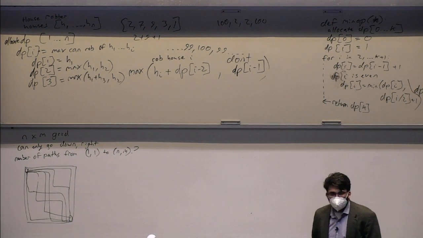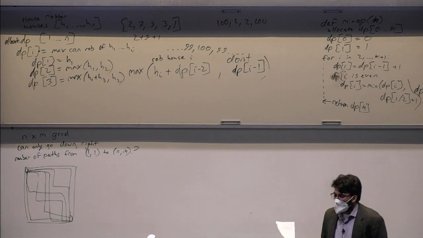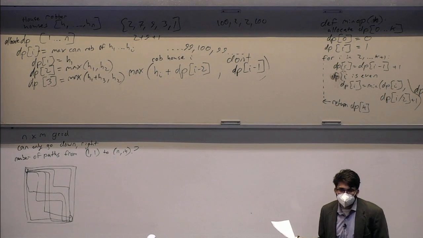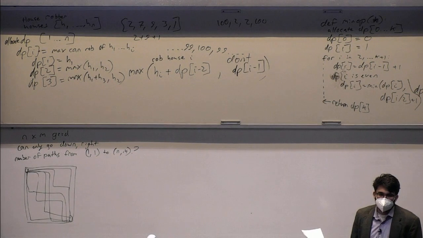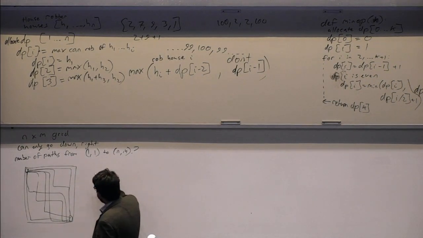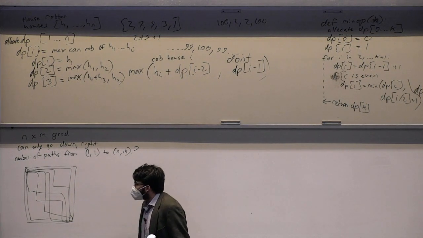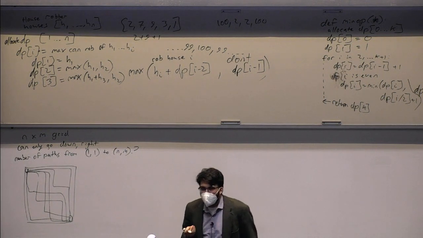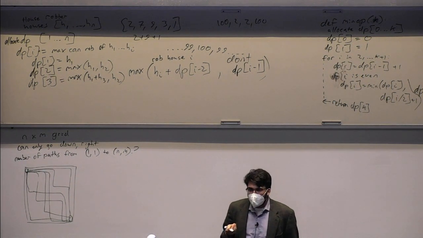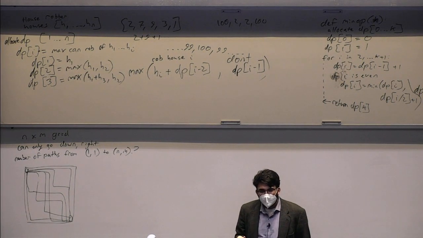But it's not too hard to think of the DP solution. First off, before we do that, do we understand what the problem is saying? We're not trying to find the shortest path. It's a Manhattan distance problem, so all paths are the same length. We're trying to find the number of paths, right? So if you think about it, each path from 1, 1 to n, m is itself made up of smaller paths from 1, 1 to i, j.